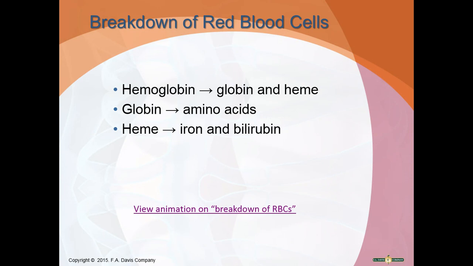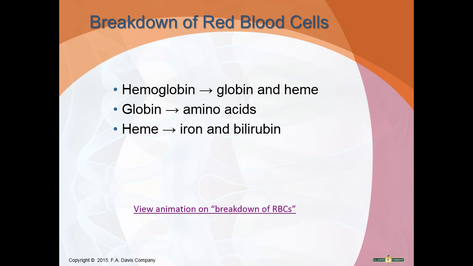So let's look at the breakdown of red blood cells. This is very important to understanding a lot of different things. Hemoglobin breaks down to globin and heme, and globin breaks down into the amino acids, and heme breaks down to iron and bilirubin. What happens is you have these macrophages, these big eaters, in the liver and the spleen. They ingest and destroy old red blood cells, RBCs. In the process, hemoglobin is broken into its two components, globin and heme. Globin is broken down into amino acids, which are used for energy or to create new proteins. Heme is broken down into iron and bilirubin.